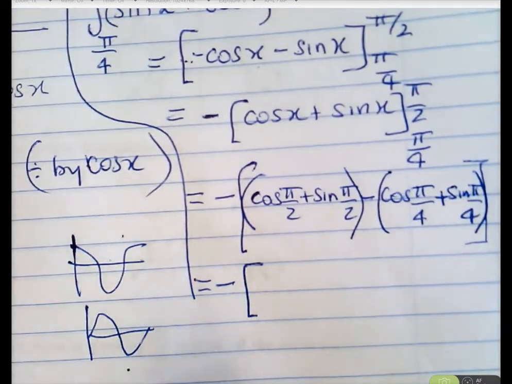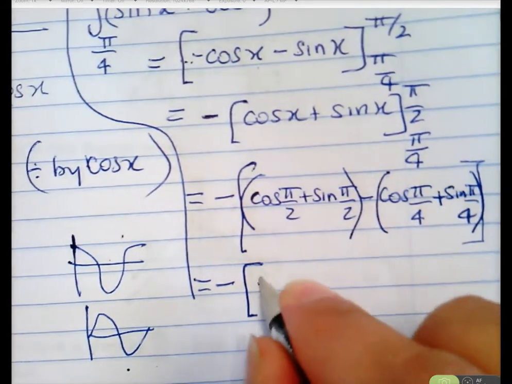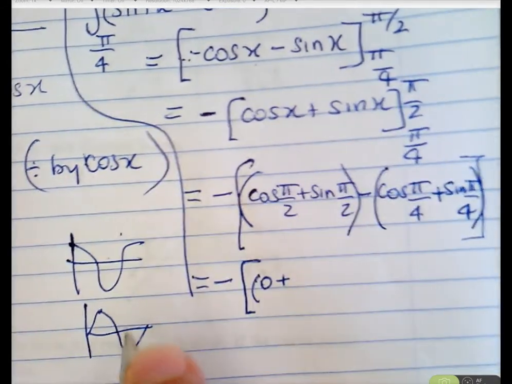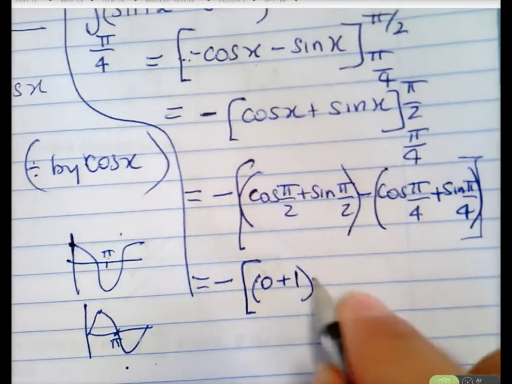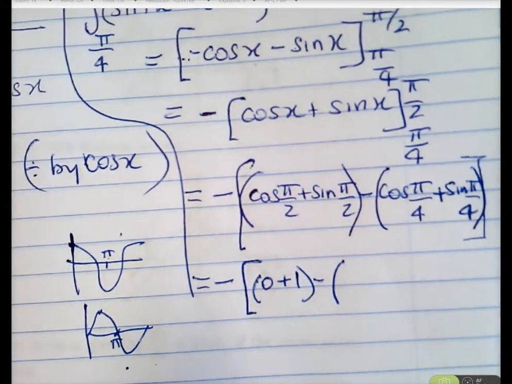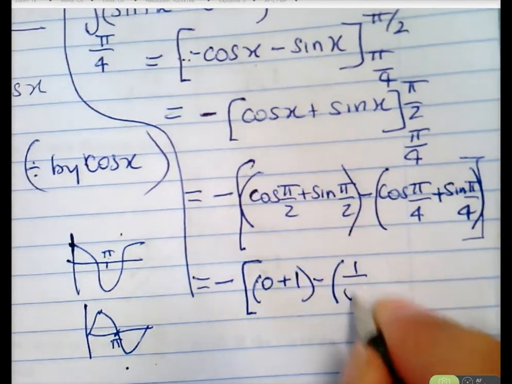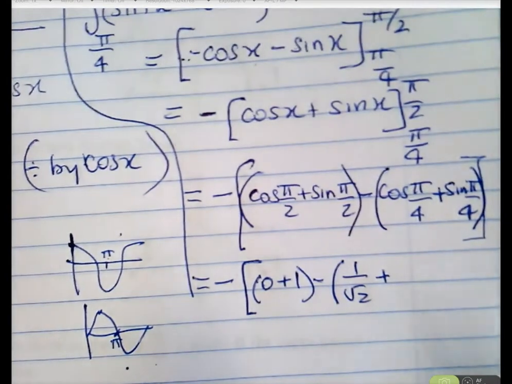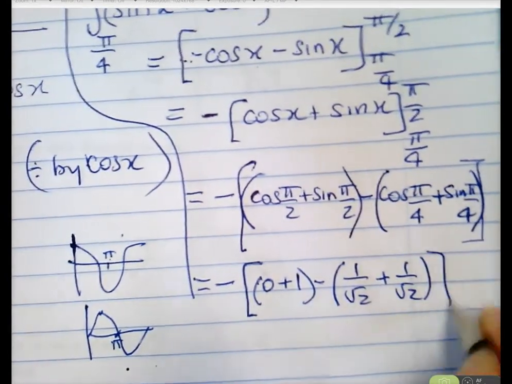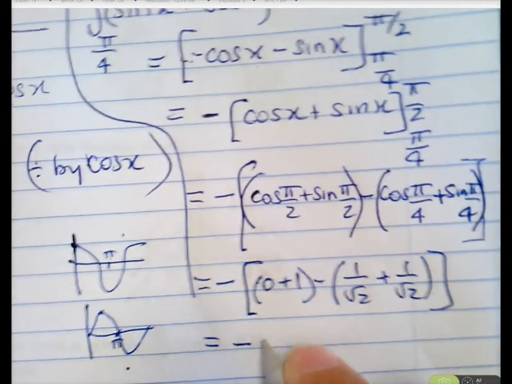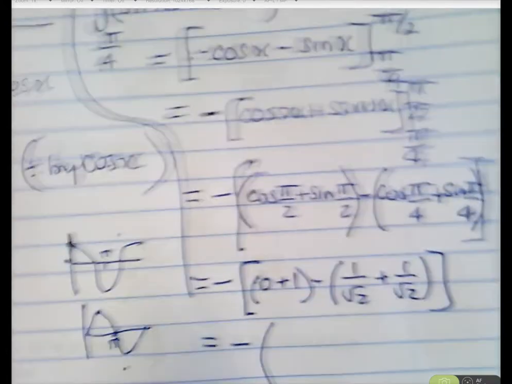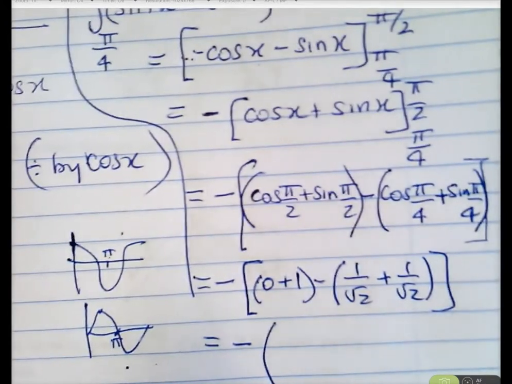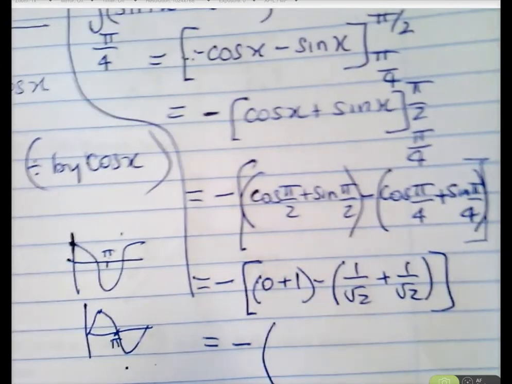There's cos, there's sine. What's cos pi on 2? 0. Sine pi on 2 is 1. Minus cos pi on 4, we know what that is, 1 on root 2. Sine pi on 4, 1 on root 2. Remember, there's a negative out the front. Girls, if you look at the question, that area was above. Area between two curves is always going to be a positive answer. What you've got in here has to be negative, otherwise we're in trouble.